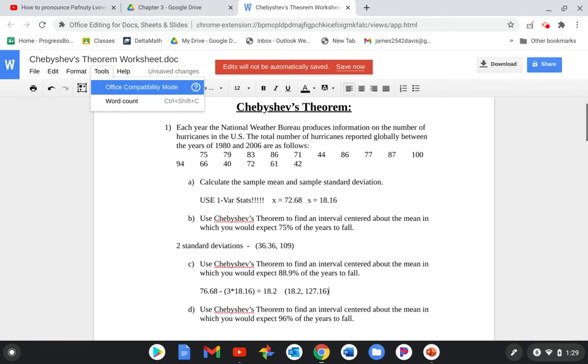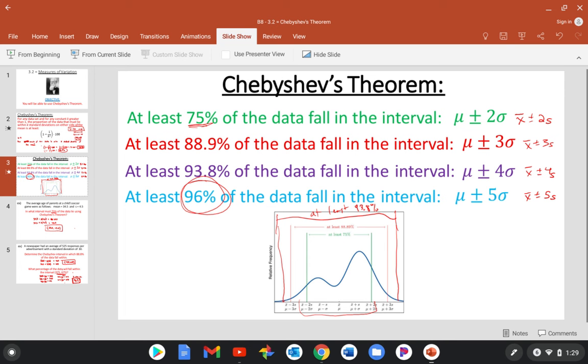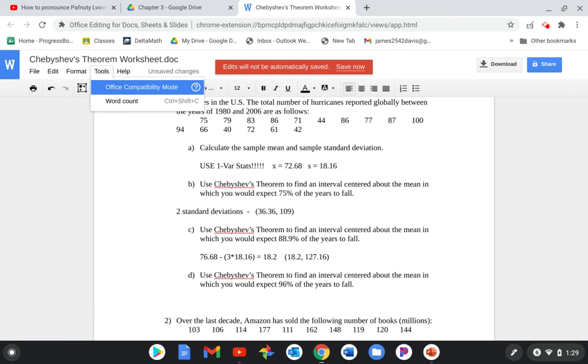All right. Now the last one, I think you actually would end up getting a negative number for this because it's 96%. So when you do this 96%, because it's 5 standard deviations, I'm going to be doing 72.68 minus 5. Make sure you use parentheses when you do this, times 18.16. When you do that, you are going to get a negative number, I believe. Yep, negative 18.12.